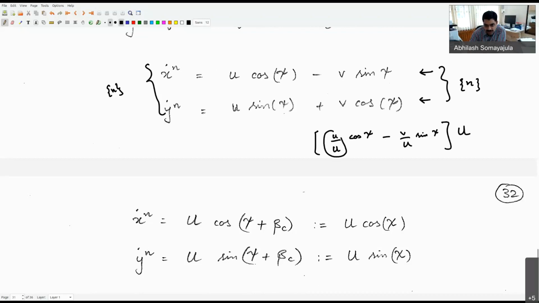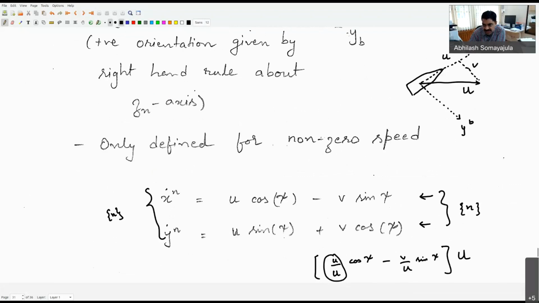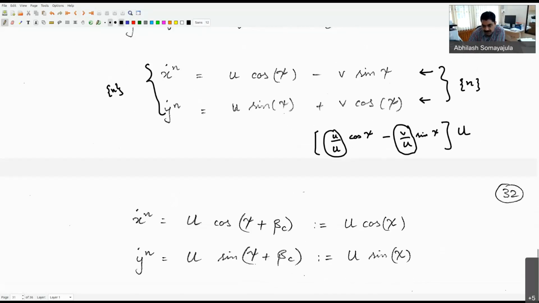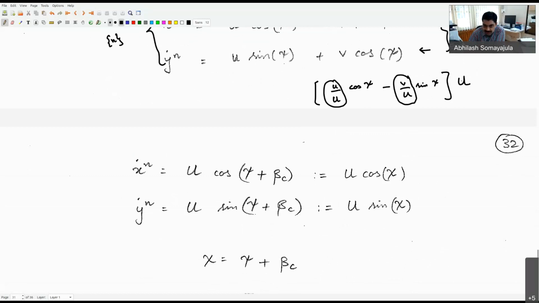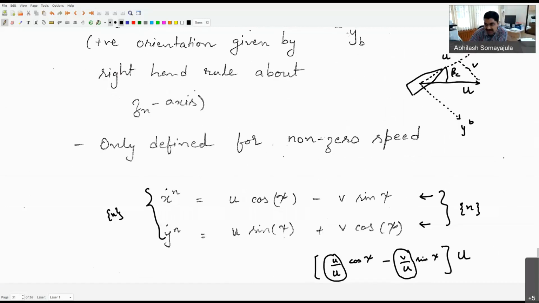Now I know that this fellow is actually the cosine of the angle here. Is that making sense? And this quantity v by U is the sine of the same angle here. So if I put everything together, I can show that this can be written as U times cosine of psi plus beta c, where beta c is this angle which we define here.